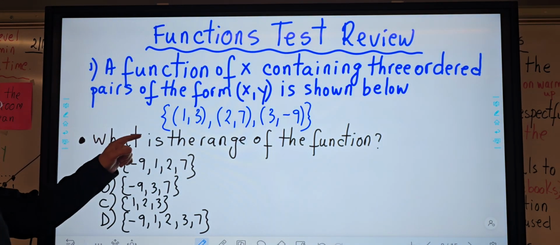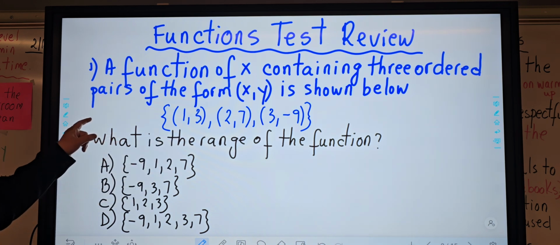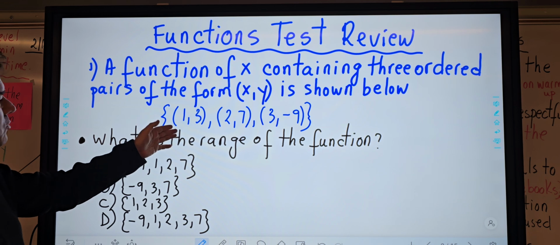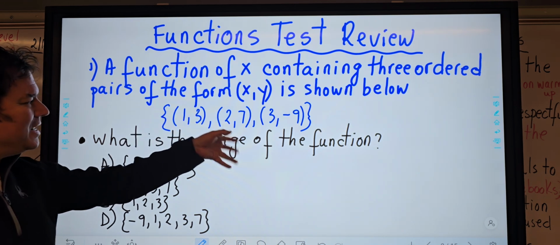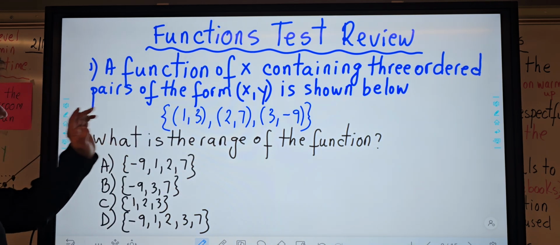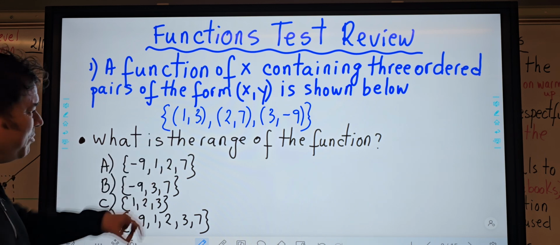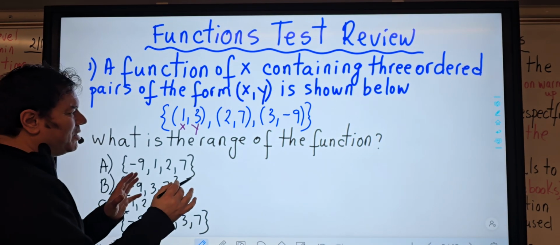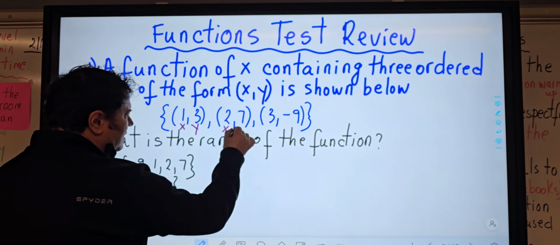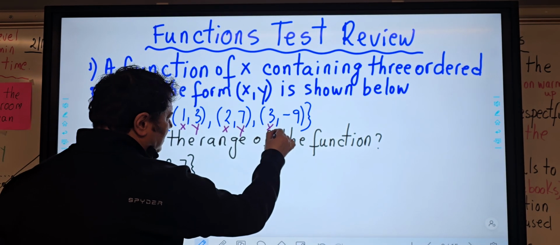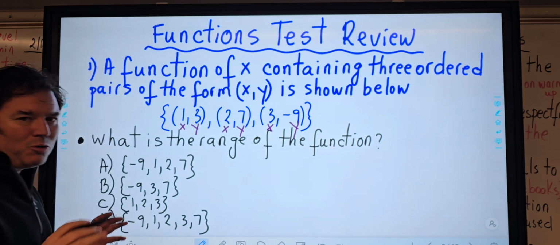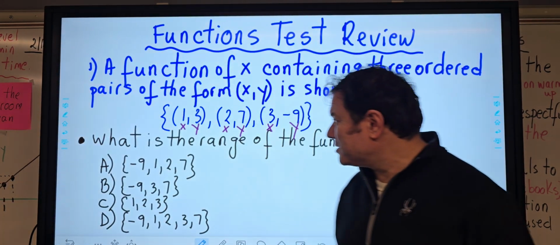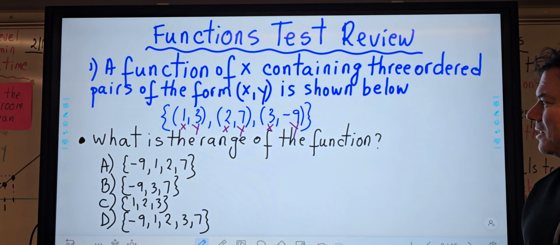A function of x containing three ordered pairs of the form x and y is shown below. So we have 1 and 3, 2 and 7, 3 and negative 9. Remember, the first number in an ordered pair is the x, and the second number is the y. Let's label it. I think it's always good to label the x and the y in your ordered pairs. Okay, and then let's look at the question.